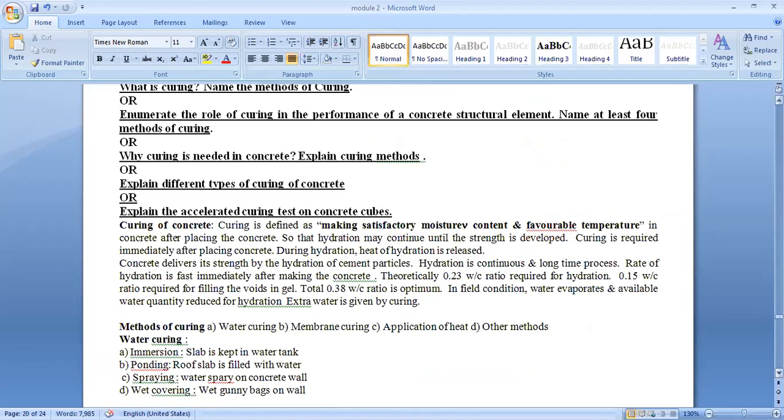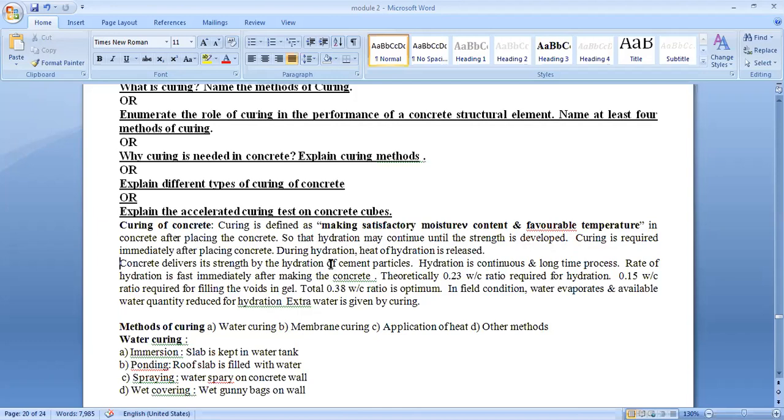Curing of concrete. Curing can be defined as maintaining satisfactory moisture content and favorable temperature in the concrete after placing it. We need to maintain the satisfactory moisture content and favorable temperature to get hydration, so that hydration may continue until the strength is developed. Curing is required immediately after placing the concrete. During hydration, heat of hydration is released. Concrete derives its strength by hydration of the cement particles.